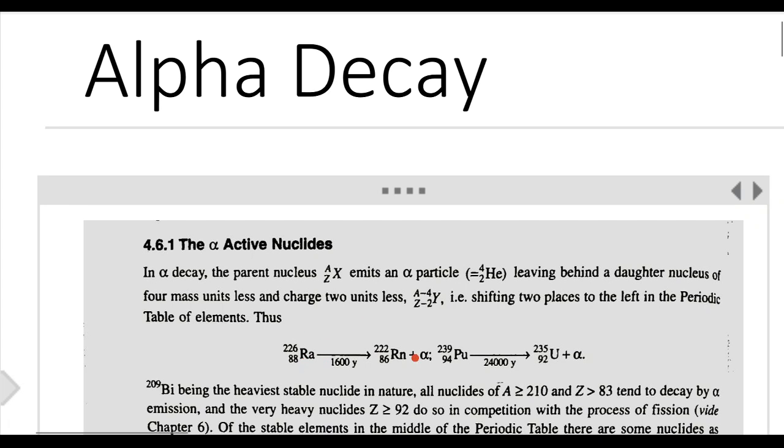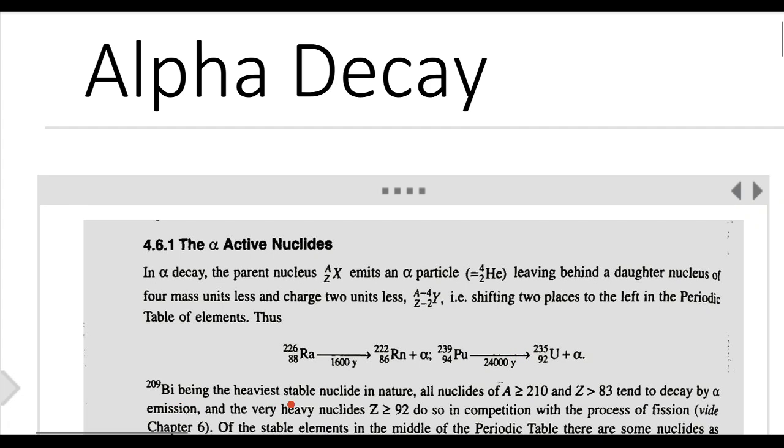radium, after the emission of an alpha particle, is converted into radon, which has an atomic mass number 4 units less than radium and atomic number 2 units less than radium. Similarly, plutonium is converted into uranium after the emission of an alpha particle, and the difference is similar to the former example.